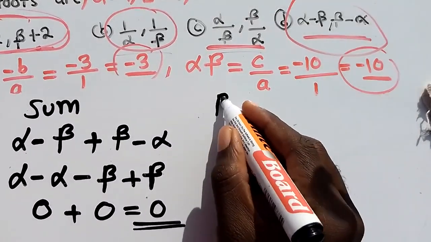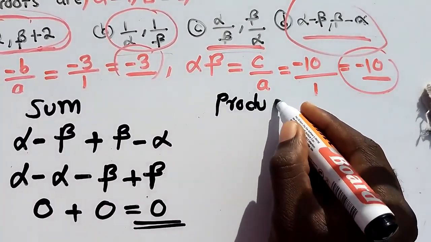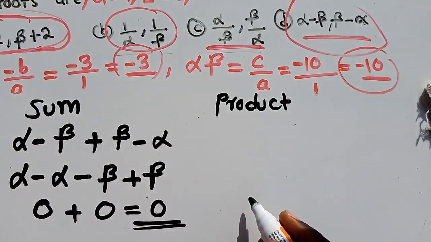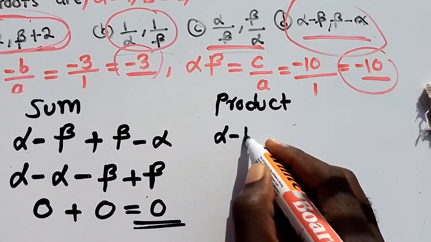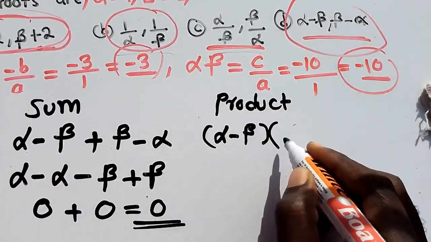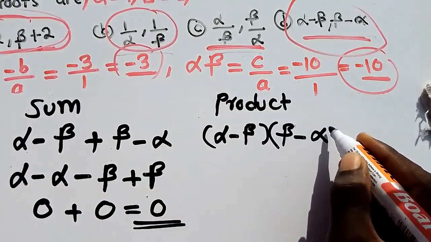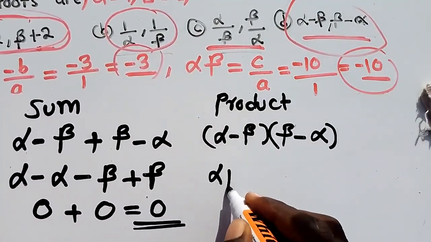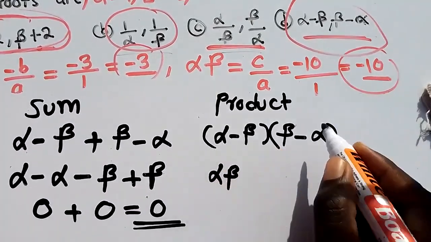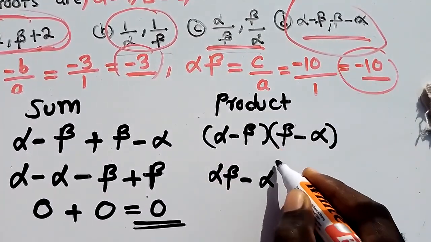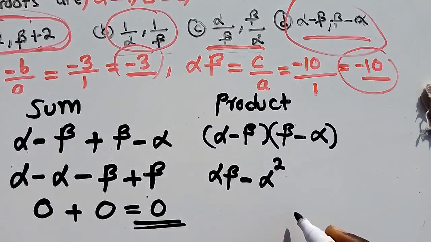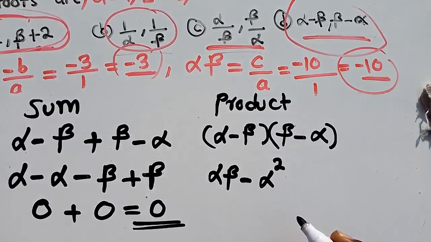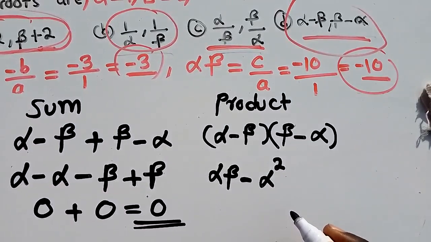What about the product? I check the product. What will be the product now? I multiply alpha minus beta, then beta minus alpha, like this. If I multiply this times that, I'm going to have alpha beta. Times that, minus alpha squared, like this. This is what I'm going to come up with.